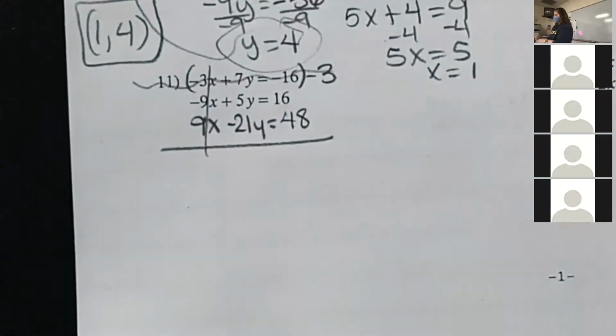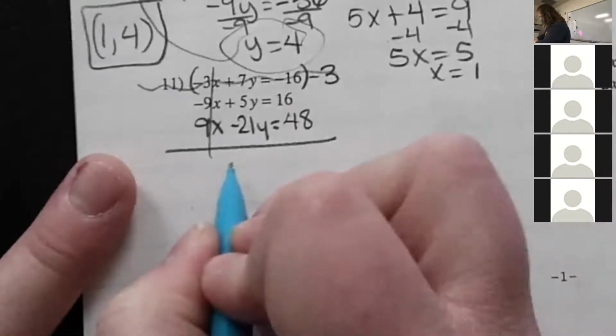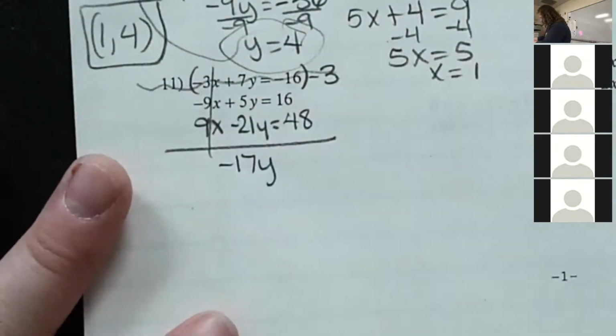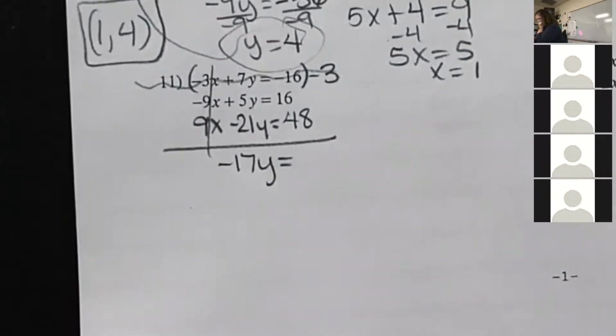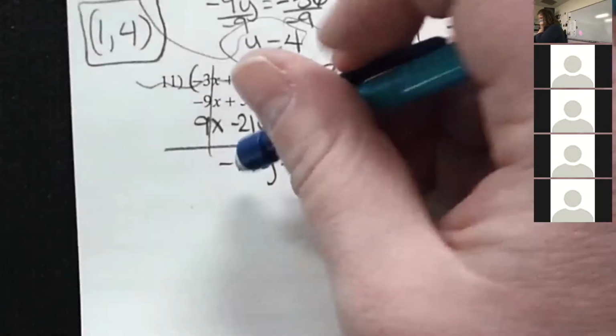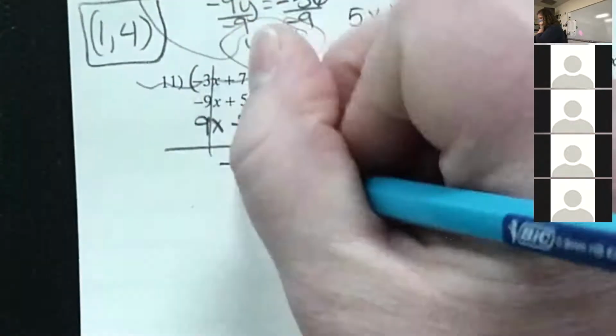That was the goal. What's 5 minus 21? -17y. Okay. Are you sure it's 17? Yeah? You're the math teacher. Tell me. Is it 16 or is it 17? Okay. We all make mistakes. No big deal.